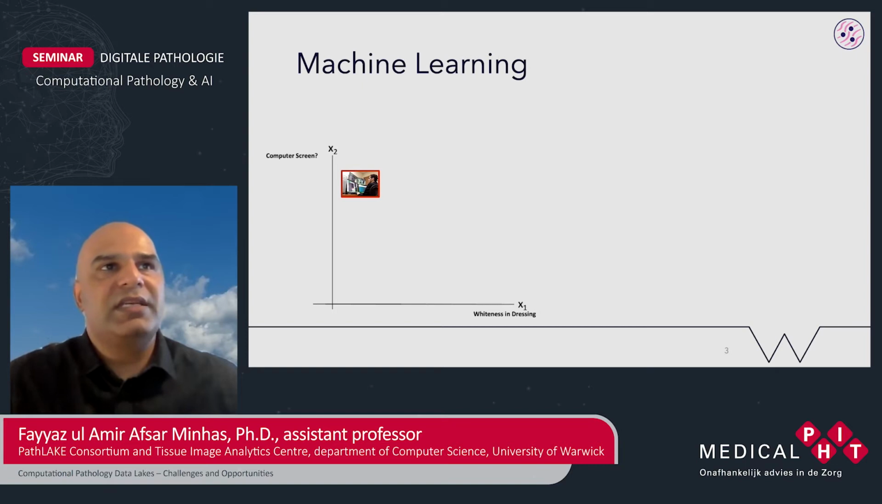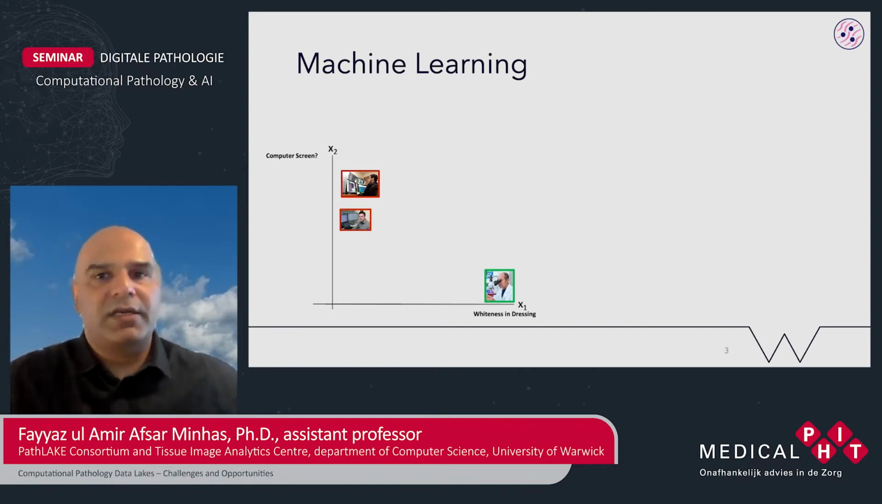On the screen, you can see that there's a red rectangle which shows a person with 4 computer screens in front of them that is wearing black over here. As the number of computer screens is large, they score pretty high on this axis, whereas they score pretty low on the whiteness in dressing axis. And they are a computer scientist, which is indicated by this red rectangle. Similarly, this shows a pathologist who's dressed in white and looking into a microscope. They don't have a computer screen in front of them, so we get a plot like this.